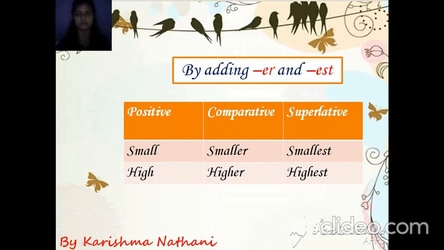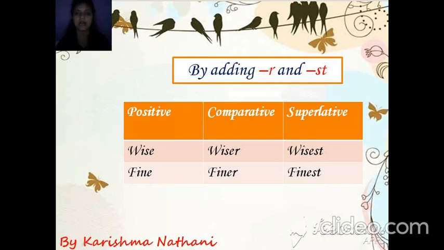The three degrees by adding er and est: er for comparative, est for superlative. Now by adding r and st. Nice is the form of positive, nicer is the form of comparative, and nicest is the form of superlative. Fine is positive, finer shows comparative, finest superlative. R is for comparative and st is for superlative.